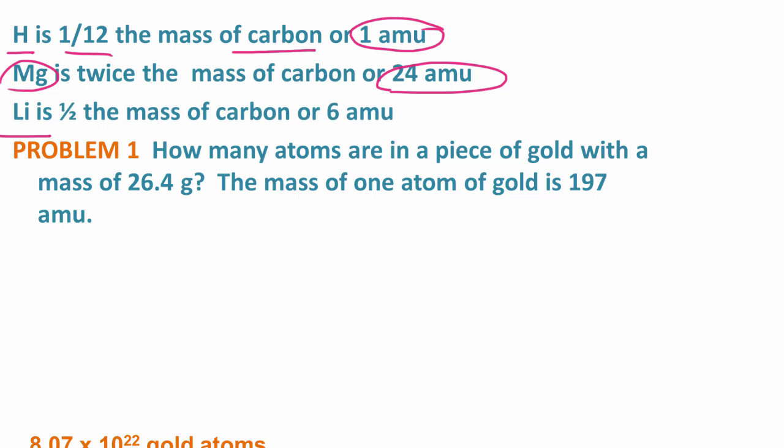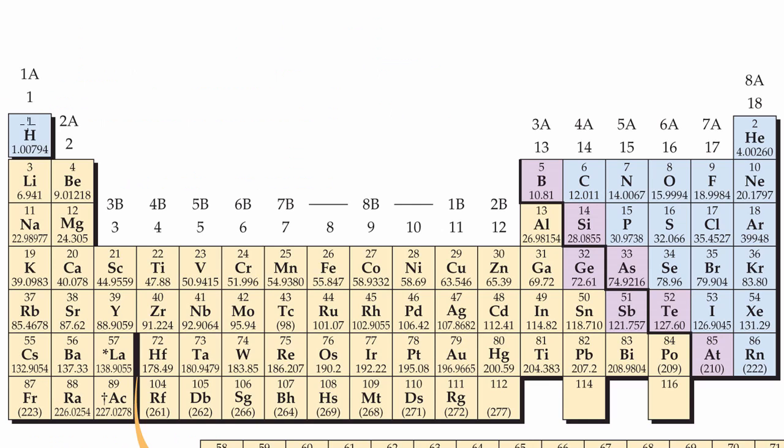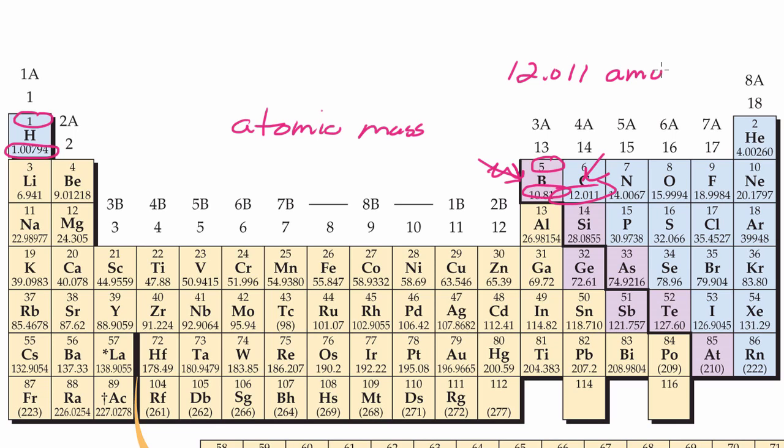Let's go back to the periodic table here. And this is our periodic table. And a little bit later, we'll talk about these numbers that are above the elemental symbol. But let's take a look at this number here. This number here corresponds to atomic mass. So for example, let's do carbon. One atom of carbon would have a mass of 12.011 atomic mass units.